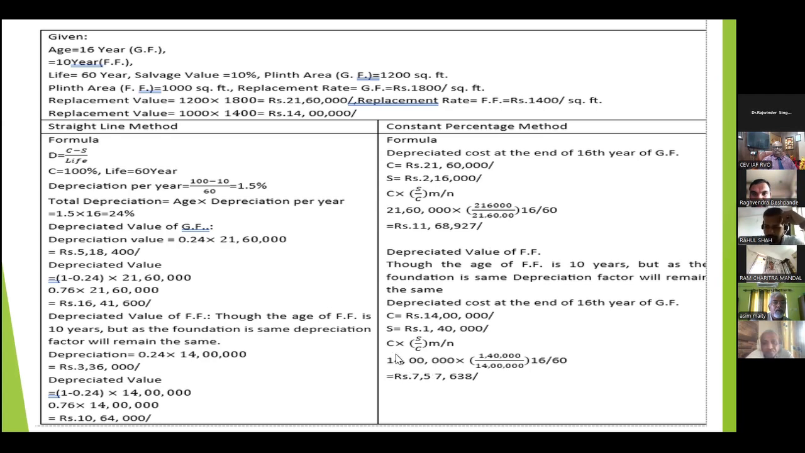First floor value is 14 lakh. 1,40,000 is salvage value, 10% of it, divided by 14 lakh. Again, you will be applying the same age factor 16 upon 60. So value is 7,57,638. So see here, the value with the straight line method comes out to be 16,41,600 and the value with constant percentage is 11,68,000 for ground floor. And for first floor, it is 10,64,000 and with the constant percentage method the value is 7,57,000. Now you are getting lower value with constant percentage method.